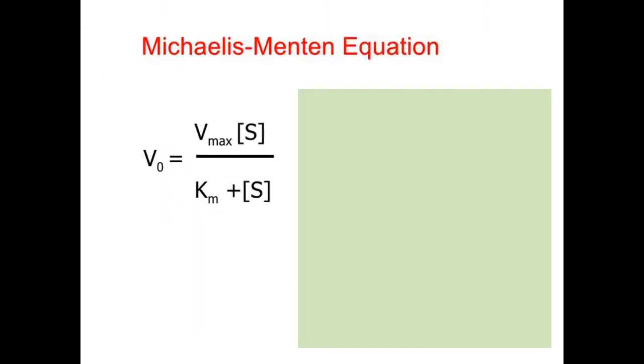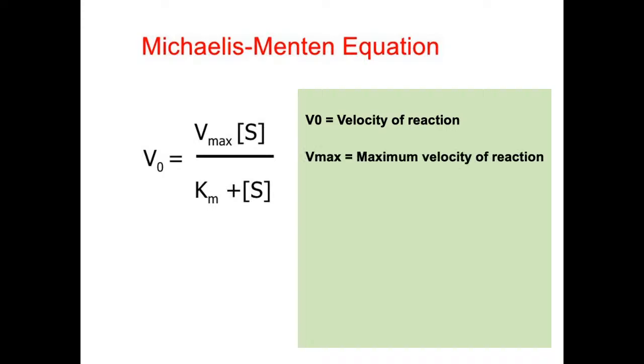Michaelis-Menten equation: V naught is equal to Vmax multiplied by substrate concentration divided by Michaelis constant plus substrate concentration. V naught is the velocity of the reaction at a particular point, Vmax is the maximum velocity of the reaction, S is your substrate concentration, whereas Km is your Michaelis constant.